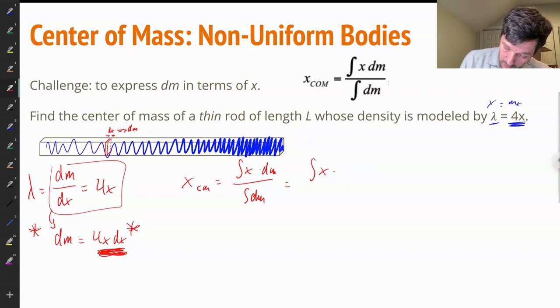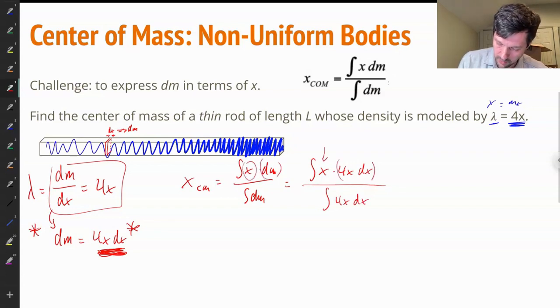I'm going to slow down just a bit in my writing. 4x dx, divided by the integral of 4x dx. Remember, don't forget that one, because it's x times dm on top, and this whole thing right here is just the dm. And each of those is being integrated from 0 to L. We can't pull out the lambda. The lambda's not there anymore, because lambda itself is a variable.